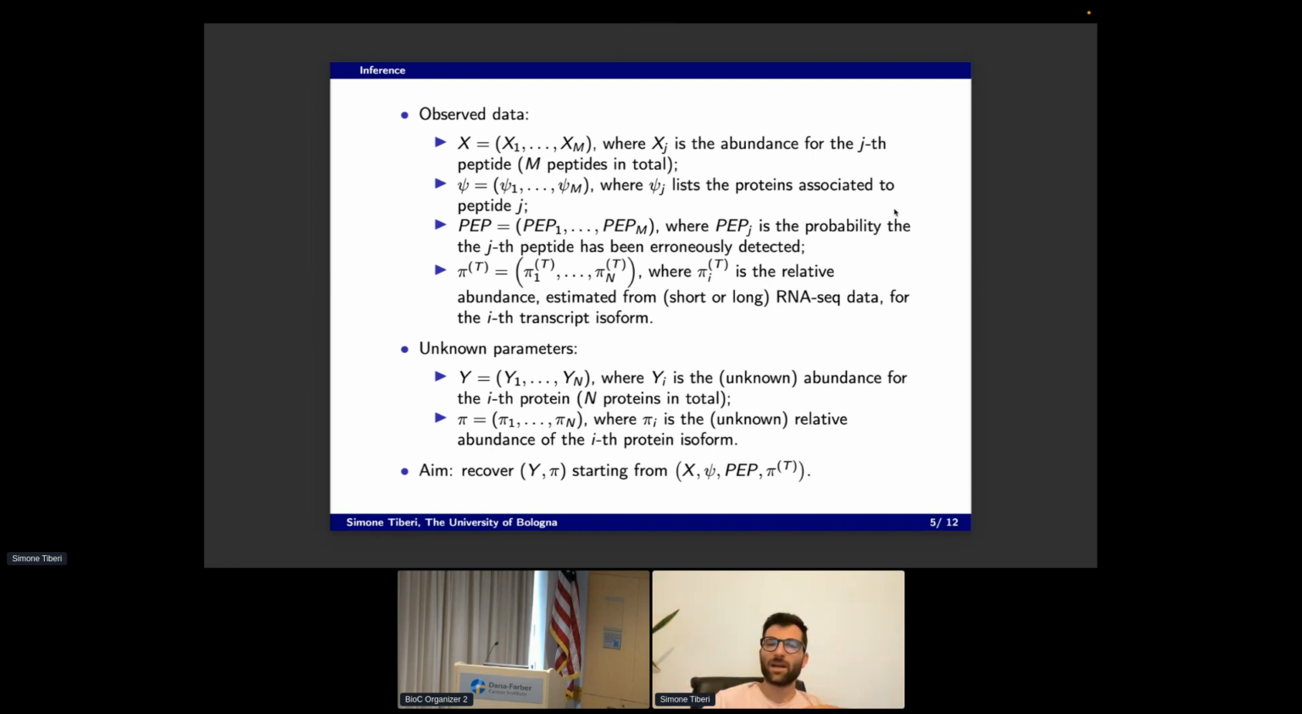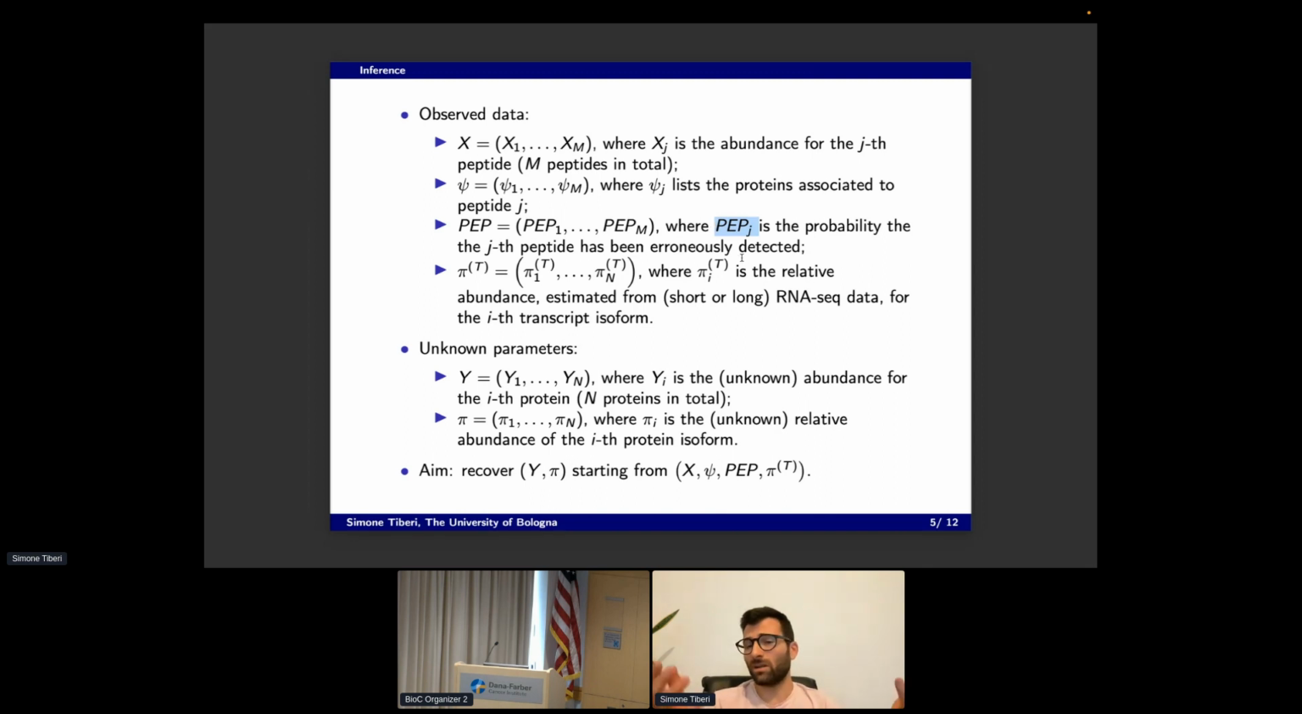Okay, getting a bit more mathematical. This is the input data that we have, and this is the output that we want to obtain. So I'll briefly describe that. As I said, we observe peptides, we want to study proteins. So for each peptide, you have a measure of the abundance, again, intensities or PSM counts. And then each peptide is associated to one or multiple proteins. And so you need to have, like the equivalence classes in RNA-seq, a list of proteins that each peptide is associated to. And then we also have an estimate of the probability that a peptide is erroneously detected.